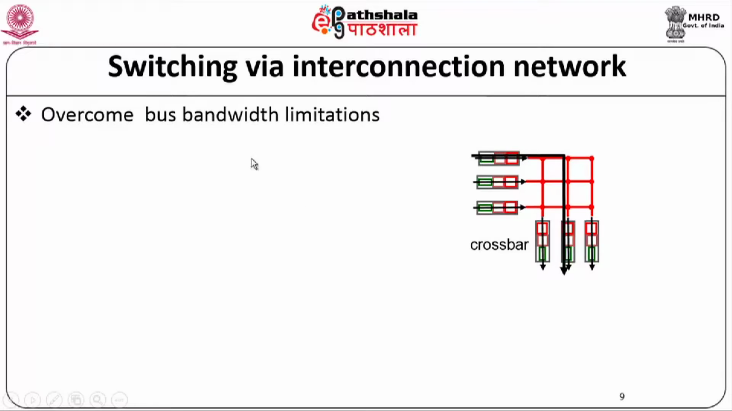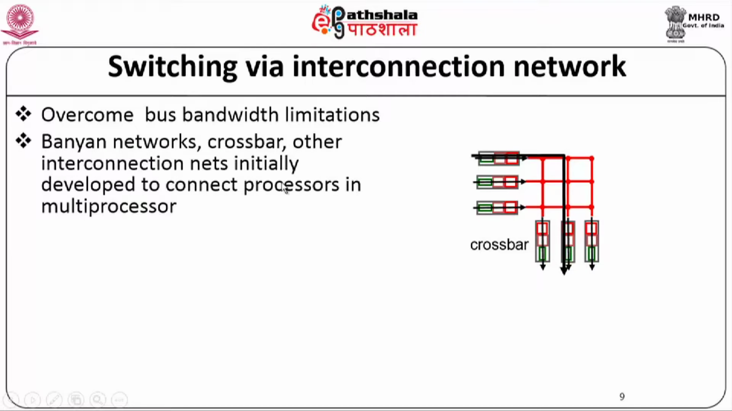So, next is switching via interconnection networks, typically a crossbar kind of network. The idea here is that we want to overcome the bus bandwidth limitations. So, we have various interconnection networks like Banyan networks, crossbar and so on. In fact, many of these interconnection networks were initially developed to connect processors in a multiprocessor system. So, many of these have been adopted and adapted for the switches in routers, and they provide dedicated or fast connections between inputs and outputs, and they are also normally programmable. They are called programmable interconnection networks or programmable switches. So, you can program these switches to provide the required input port to output port switching.